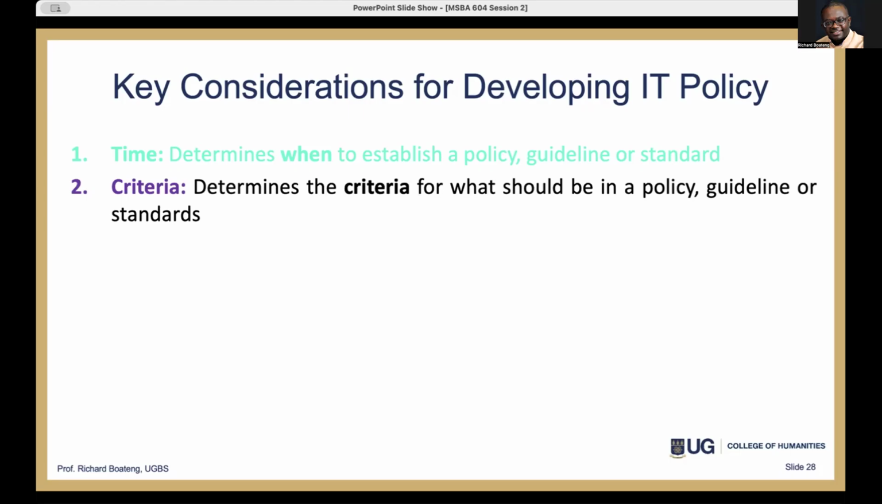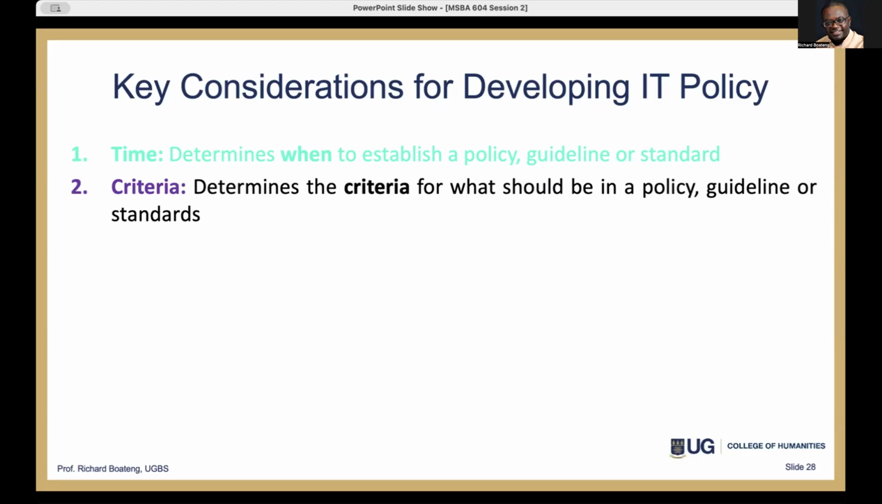The criteria for what should be in a policy, a guideline, or a standard: some universities have criteria on this, and even some companies have it. Is it going to affect the whole organization? Is it supposed to affect the whole organization? Will it affect other stakeholders? If it's not going to affect the whole organization in a way, then they still use a standard.